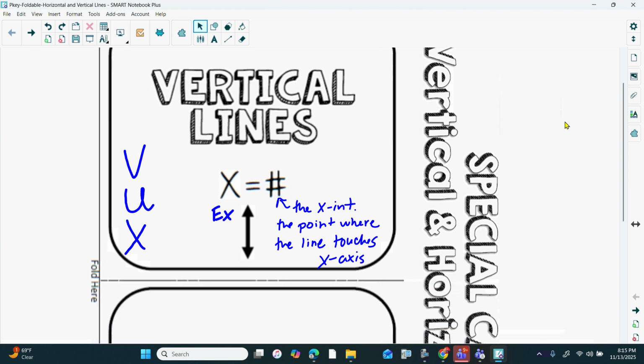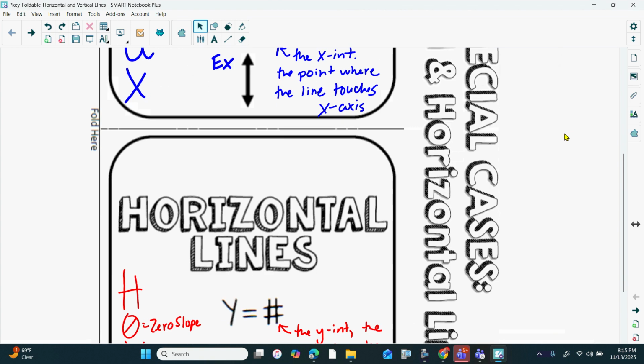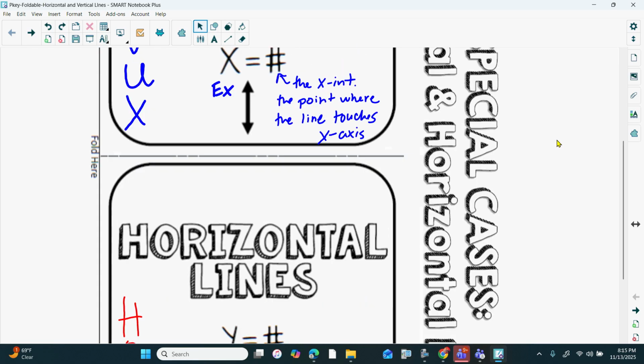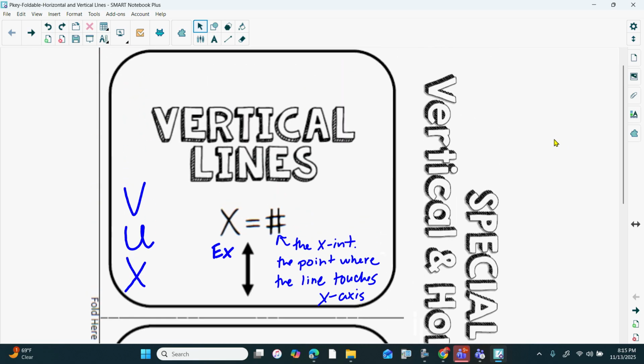All right, this photo we need to go over. These are some special cases with lines with linear equations. And these are facts you just have to memorize. You just have to know and apply them.